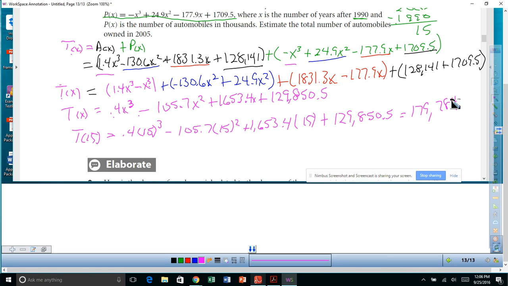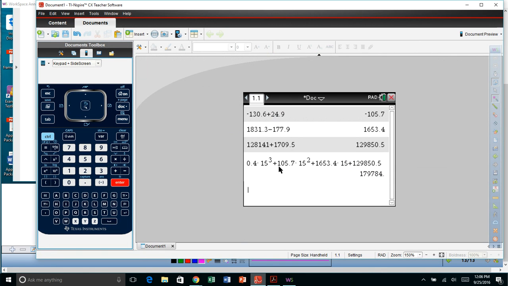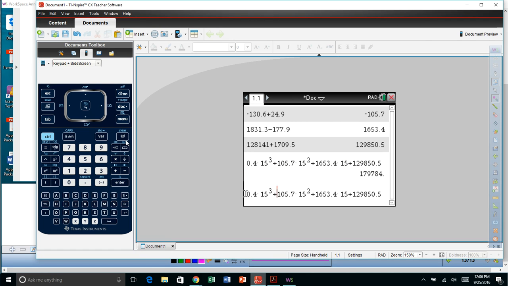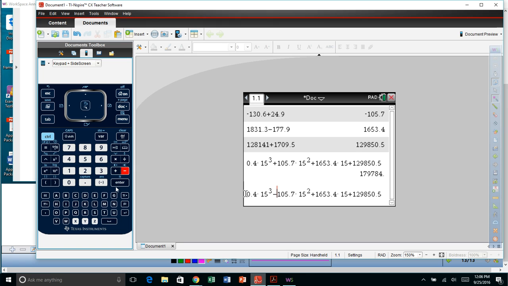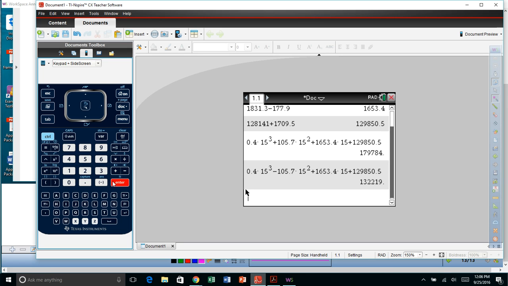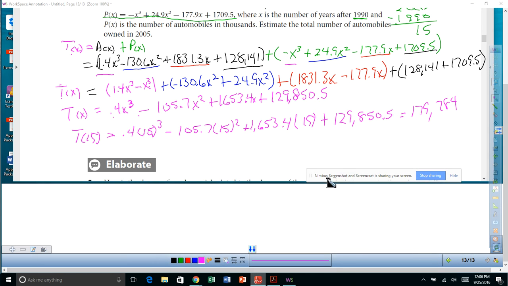So, let's check, make sure I got all that right. Oh, no, I didn't. See, that was supposed to be minus. So we fix that. So 132,219 is the correct answer. All right. So in 2005, there were 132,219 commercial and private vehicles.